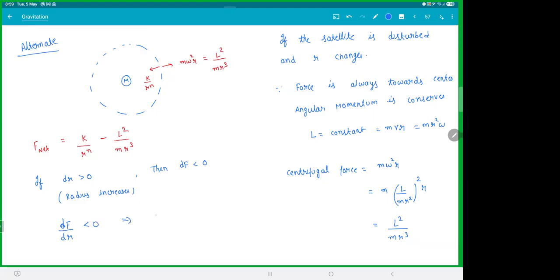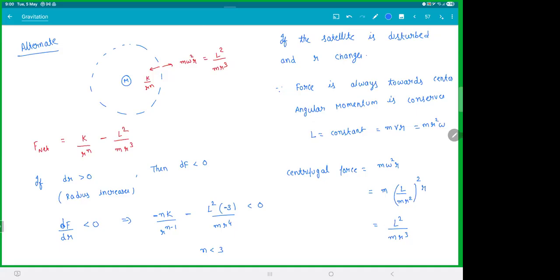And then we differentiate this function. And then we end up with minus n k by r power n minus 1 minus L square, that would be minus 3 L square by m r power 4, has to be negative, less than 0. I think when you solve this, and we already know initially these two are equal when it is in equilibrium, when you do all this stuff, you end up with n less than 3 here. This is a much more solid proof actually, instead of going from the energy thing. So we can get n less than 3 from here also.